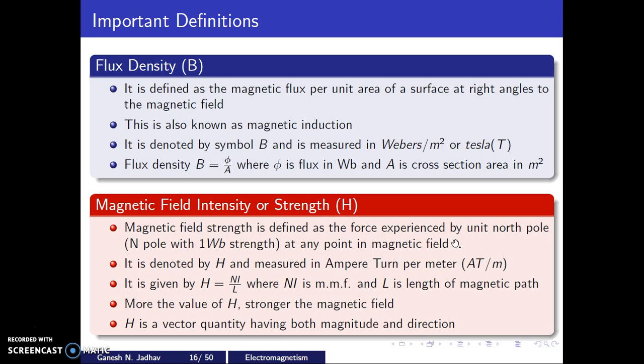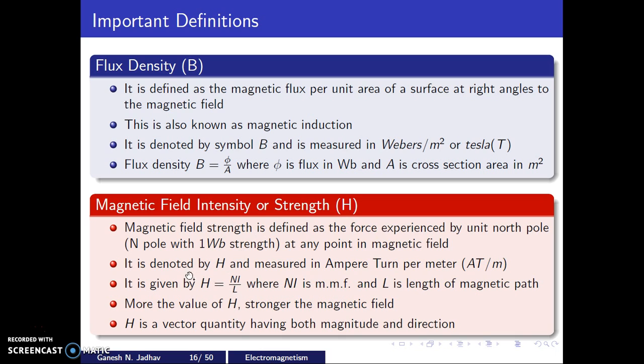Suppose you put any north pole. What is a unit north pole? A unit north pole is nothing but a north pole with 1 Weber strength. If a unit north pole is placed at any point of the magnetic field, the force experienced by it is known as the magnetic field strength.